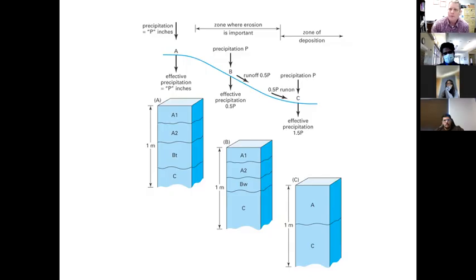Now here we're looking at what we call a climosequence, okay? So we've got differences here based on the climate. And what we're trying to show here is that we've got an area, let's say that's really high precipitation, and we've got an area down here that's running off. Oh, this is the same thing.